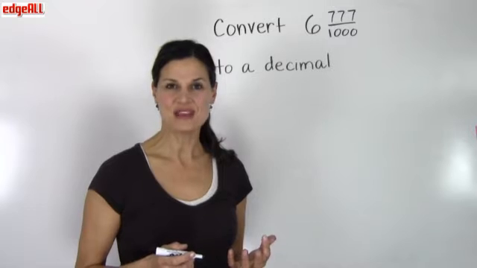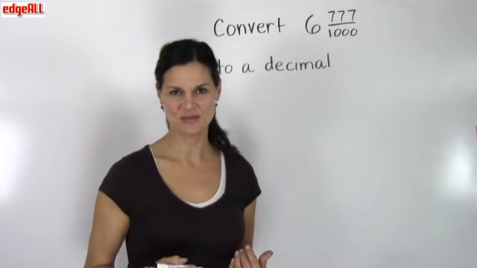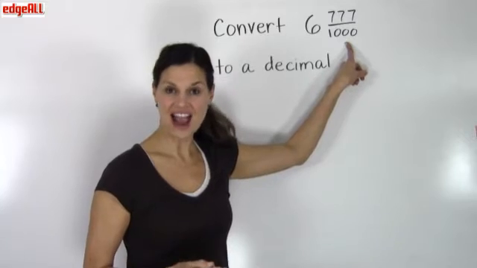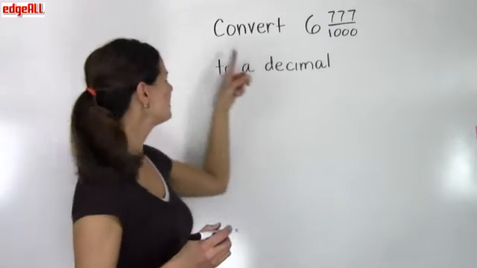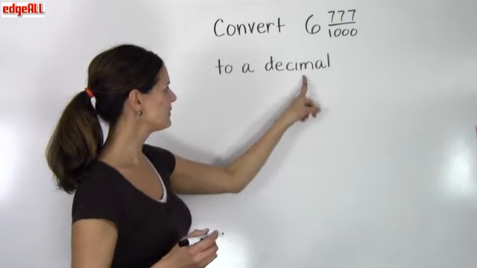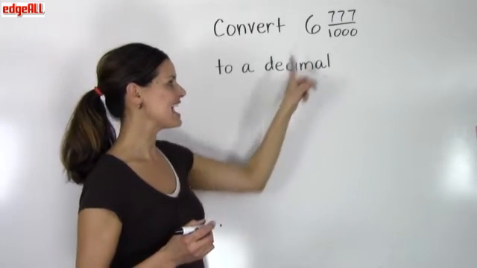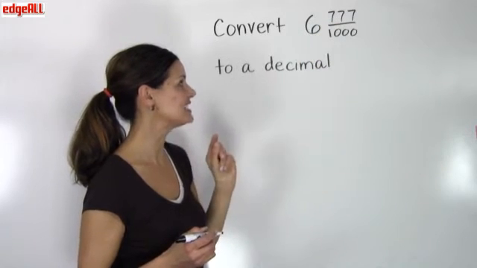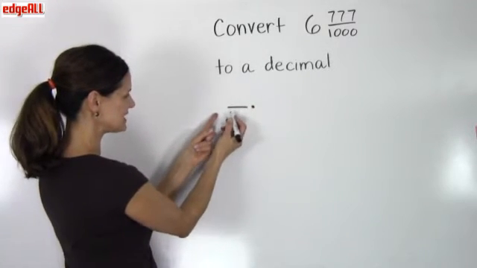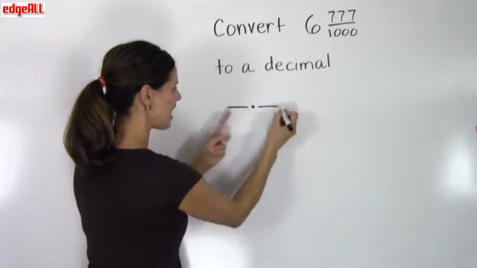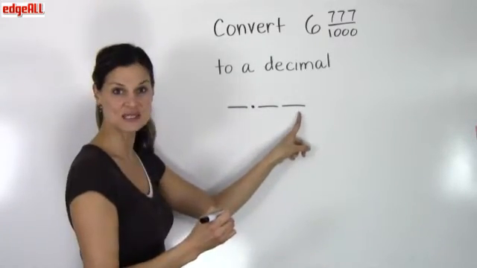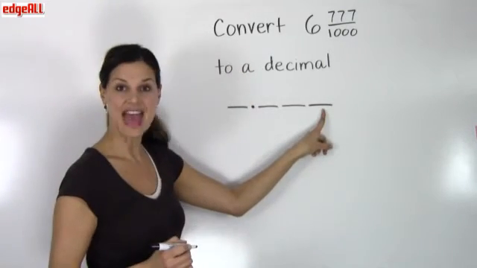We're now going to look at a problem in which we convert a fraction to a decimal. Converting fractions to decimals can be really simple when the denominator of our fraction is a multiple of 10. So our problem says to convert 6 and 777 over 1,000 to a decimal. So our fraction here can be read as 6 and 777 thousandths. And as we remember from our decimals, we've got our ones place here to the left of our decimal point, and then the first position to the right of our decimal is our tenths place. The second position is our hundredths place, and the third position here is our thousandths place.